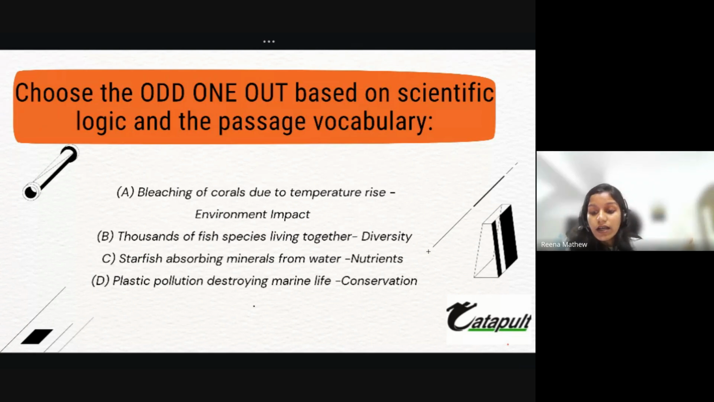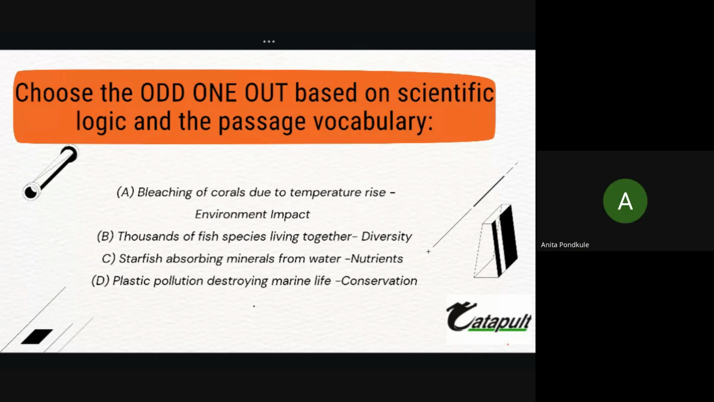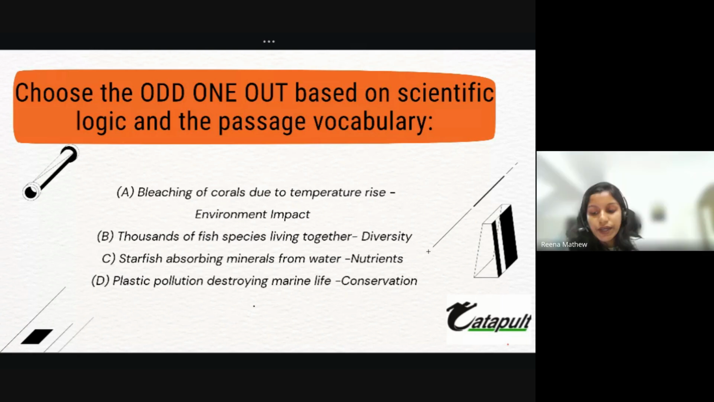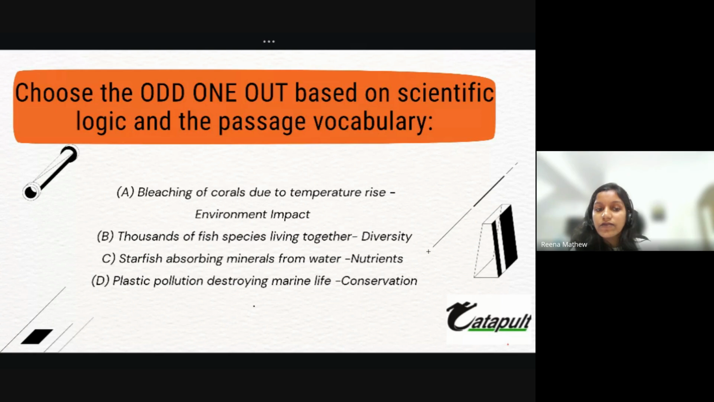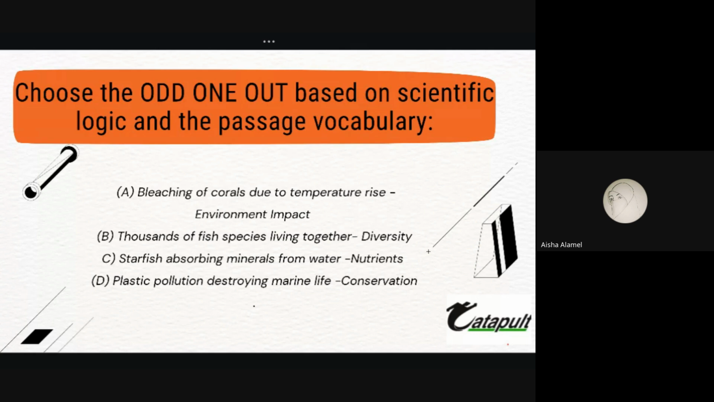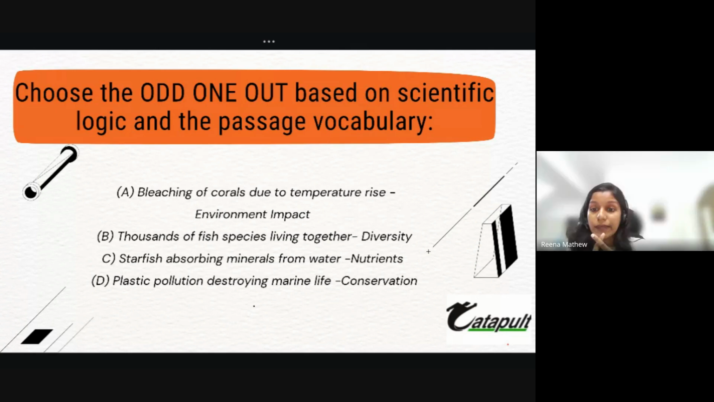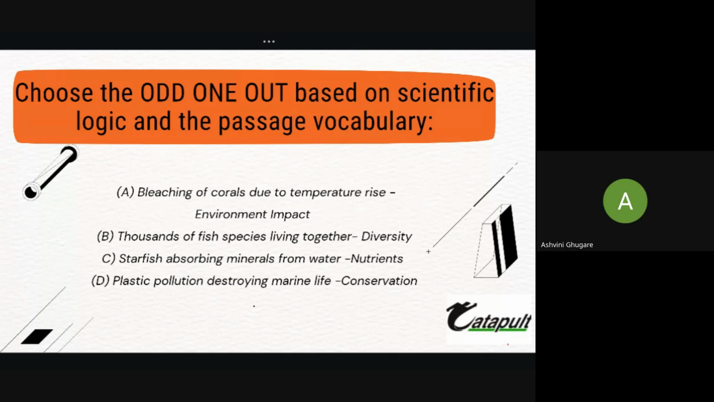Options A, B, C match, but in option D it is written plastic pollution destroying life and conservation. What is the meaning of conservation? Can you write in the chat box? We learned about water conservation. Conservation, we are protecting it for the future, to save. We learned this in last class. So that has the opposite meaning. Yes, that and plastic pollution have the opposite meaning. So this option is the odd one out. This is the answer. Very good.